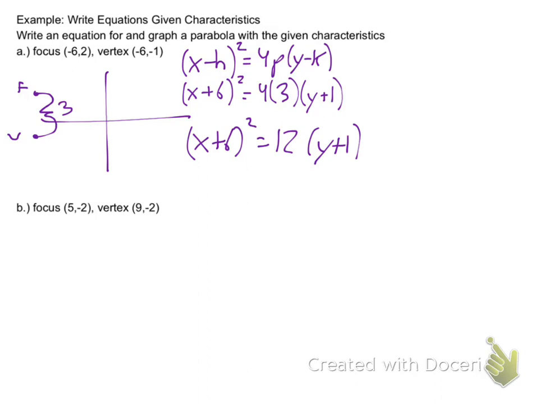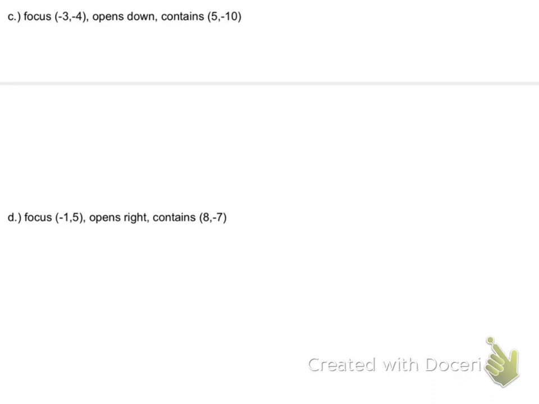Okay, I'm not going to do the second example on there. I'm going to go to the third example. Part C is asking us to still write the equation and graph it eventually. The focus is at -3, -4. We know it opens down, so that means it's an x squared where P is negative. But it also contains the point 5, -10 on the actual parabola, on the curve.